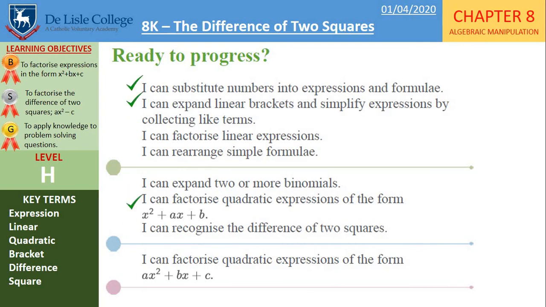Right, we have done the majority of this chapter now. So we have factorised almost everything. We've got one more format to look at. And you can see at the bottom that is of the format ax squared plus bx plus c. And we have rearranging simple formulae.